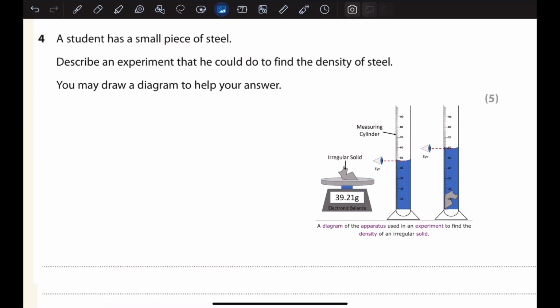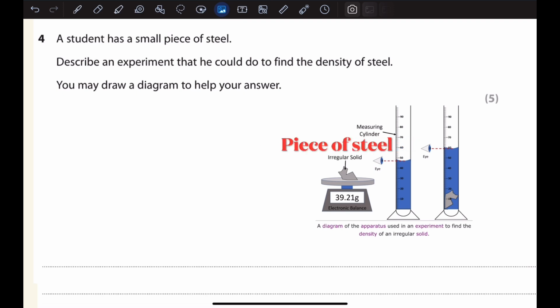A student has a small piece of steel. Describe an experiment that he could do to find the density of steel. You may draw a diagram to help your answer. I already gave you the diagram, so you just copy this diagram in your exercise or the exam paper.